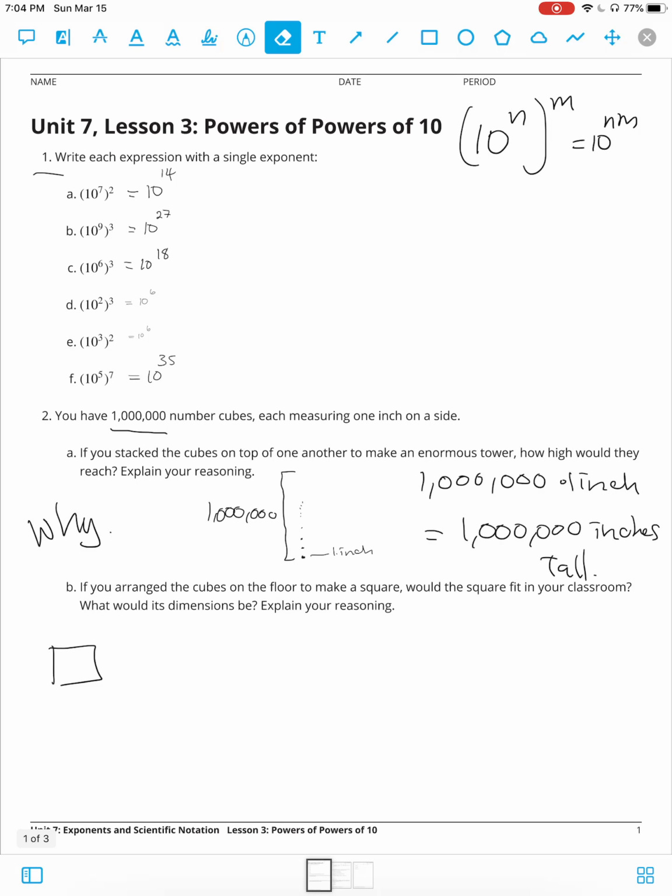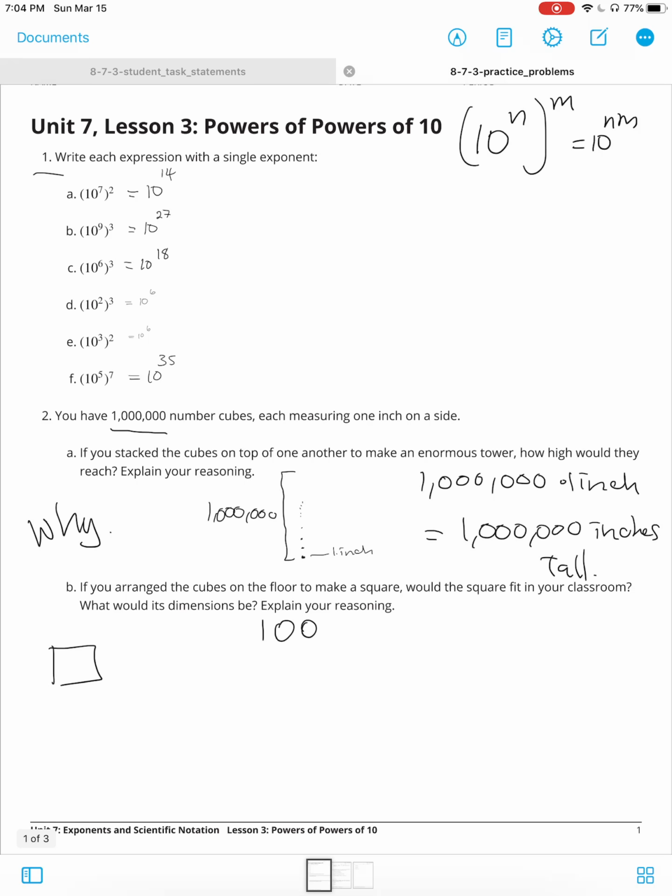There's a million of these. And if I think about it, what number times itself would be 1 million? Well, there's 3 zeros here, 3 zeros here. I think 1,000 squared would be equal to 1 million. So this square would have 1,000 cubes on each side. And that makes sense because 1,000 times 1,000 is a million.